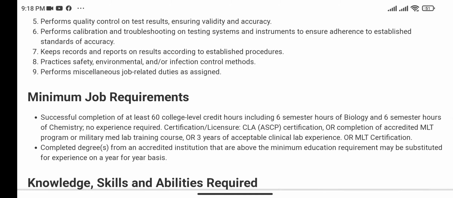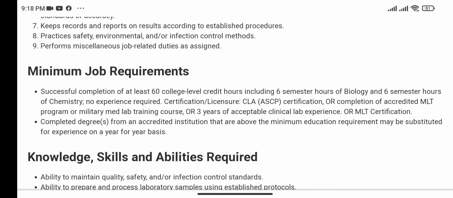assigned. Minimum job requirements for the medical lab technologist: successful completion of at least 60 college level credit hours, including 6 semester hours of biology and 6 semester hours of chemistry, no experience required. Certification: ASCP certification or completion of an accredited MLT program or military med lab training course, or 3 years of acceptable clinical lab experience, or MLT certification. A completed degree from an accredited institution that is above the minimum education requirement may be substituted for experience.